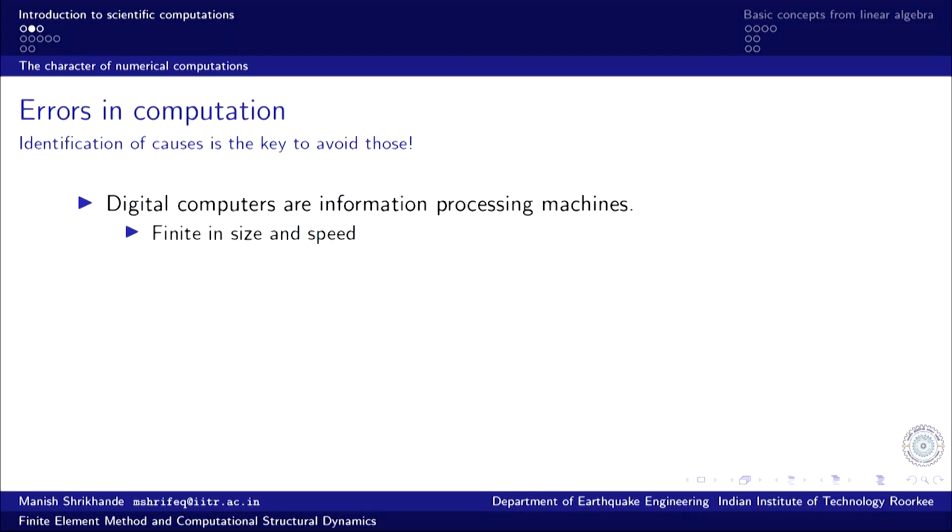So, why do these errors occur? As we all know, it is the information age, and digital computers are the basic tool of this information age. They are information processing machines. Just as in the industrial age the machines were essentially energy transformation machines, in the information age digital computers are the machines which transform one set of information into another set of information, and they are very good and useful at that.